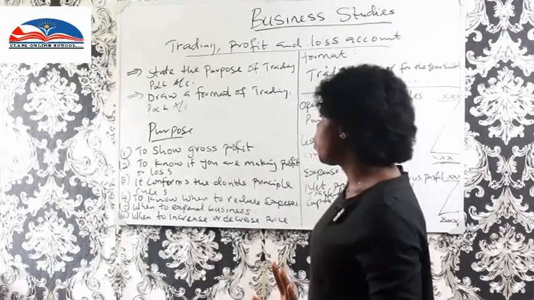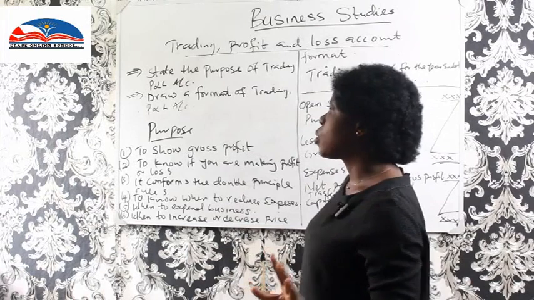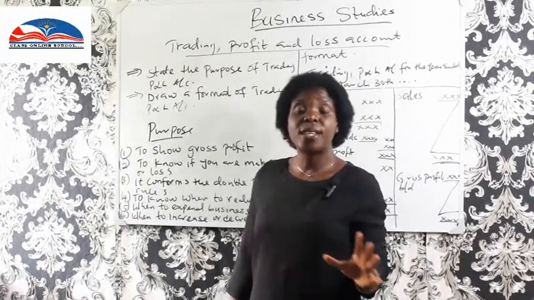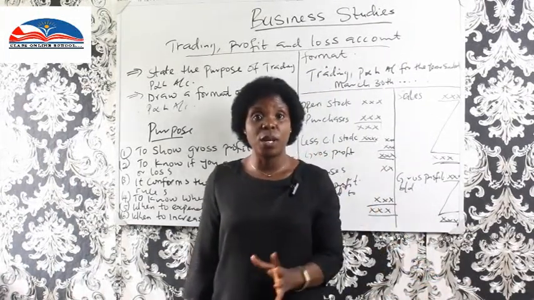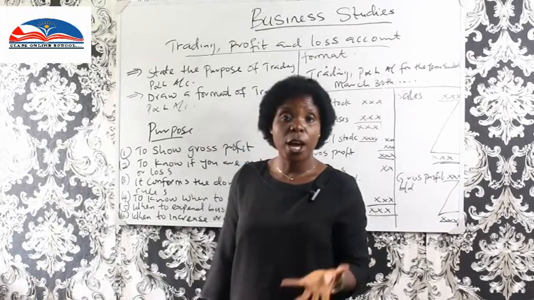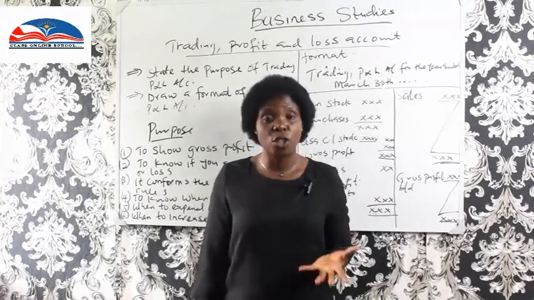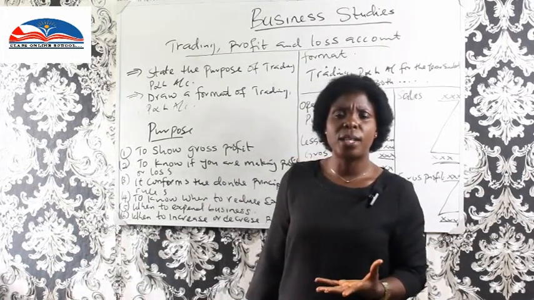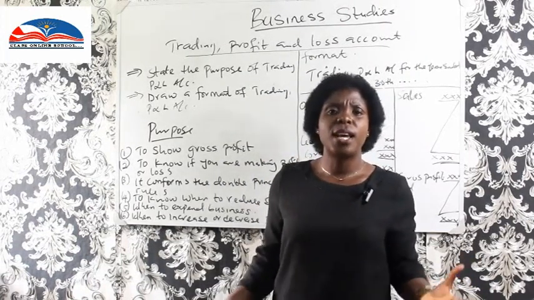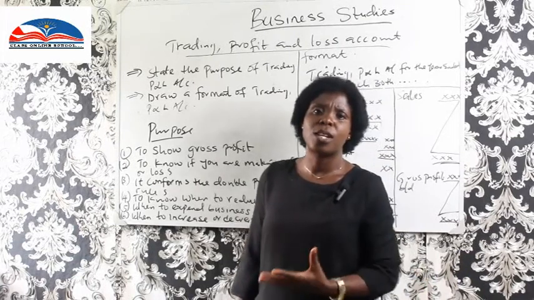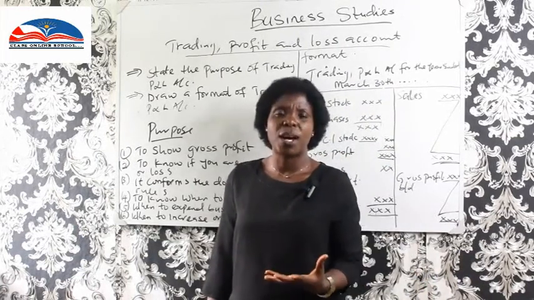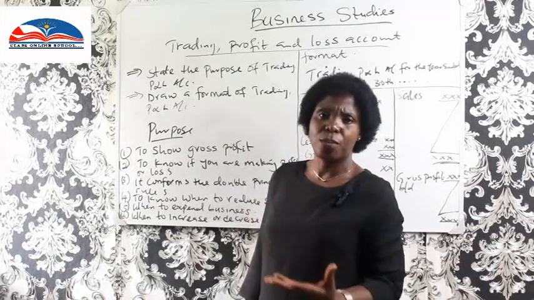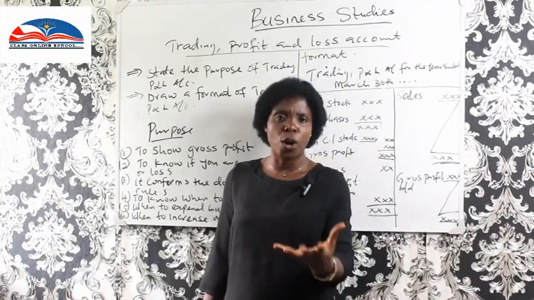And then the fifth one is to know when to expand the business. If your business is doing well, profit is streaming in, and you have the location, and you look at your book of account, your trading profit and loss account, and you see that you are making more, and you look at this business as something you can expand, it gives you room to know that you have to expand, the areas you need to expand, where you need to go and expand, and the products you need to focus on.